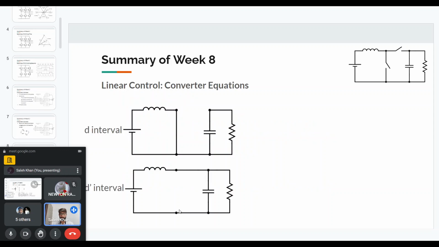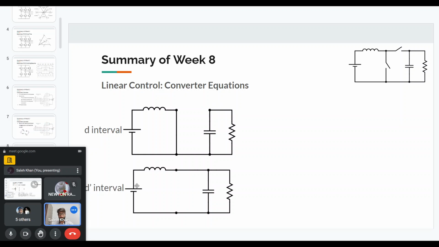So for example, here we have a boost converter, and it will have a D interval and a 1 minus D interval, or a D prime interval. And this is how the circuit looks in each of these intervals. In the first interval, the main switch is on. So the input voltage comes across the inductor, and the load is basically fed by the output capacitor.